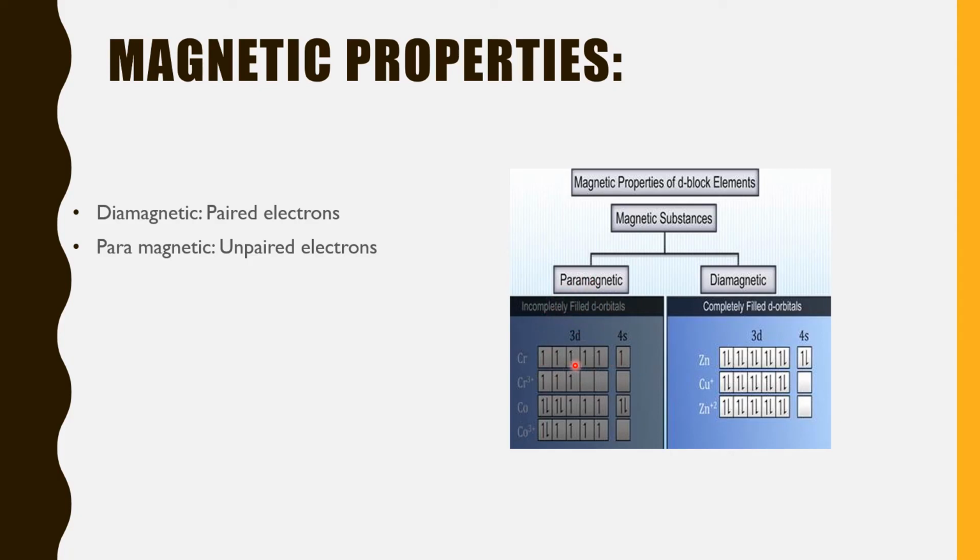Paramagnetic consists of half-filled d orbitals or incompletely filled d orbitals, and diamagnetic consists of completely filled d orbitals. Now let's see this example. Chromium, all are half-filled. And if we remove three electrons, it is also half-filled. And cobalt, if we remove two electrons from this, it is also half-filled. Cobalt 3 plus means we have to remove three electrons.